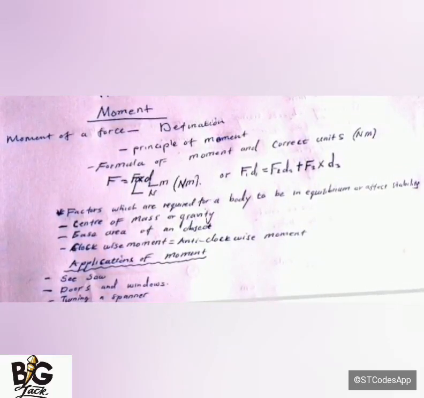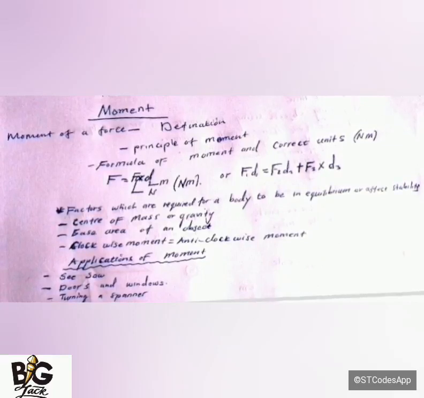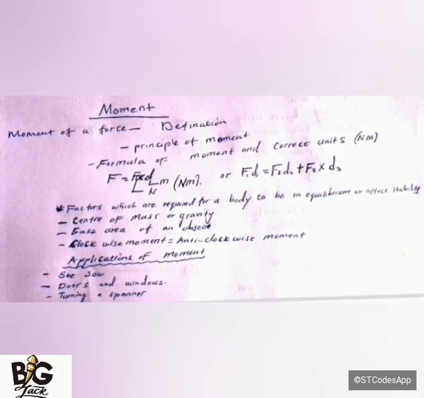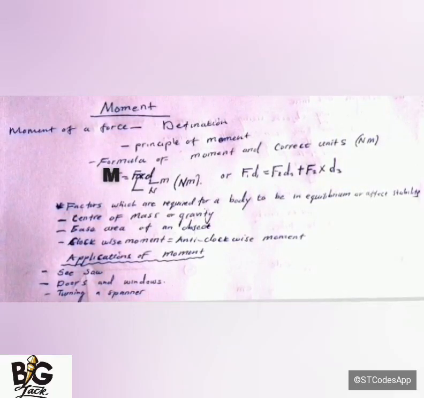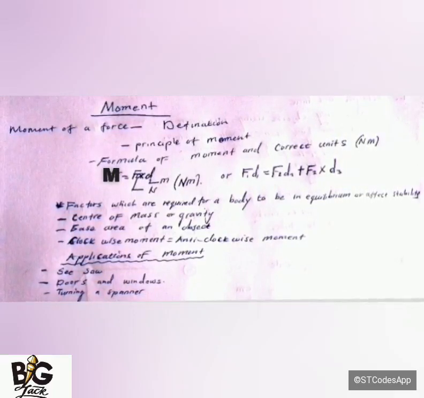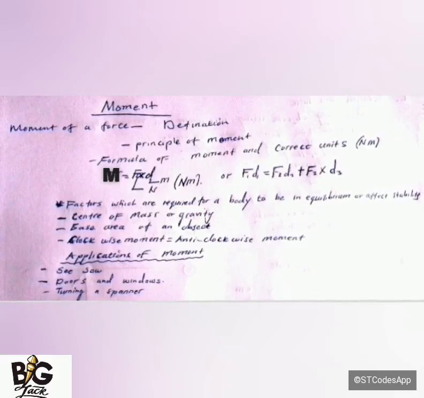Apart from that, you need to know the formula for finding the moment. Here I've made a mistake: instead of writing M, I've put F. So you need to put M here. Moment is equal to force multiplied by distance, where distance should be measured in meters and force should be measured in newtons.